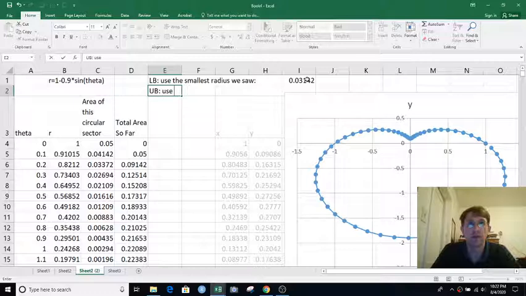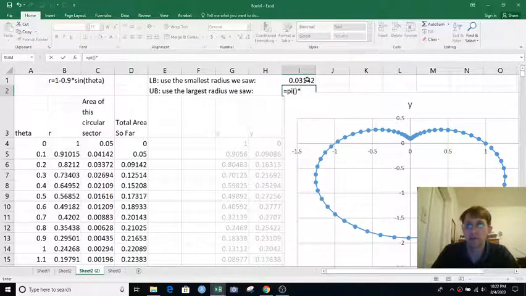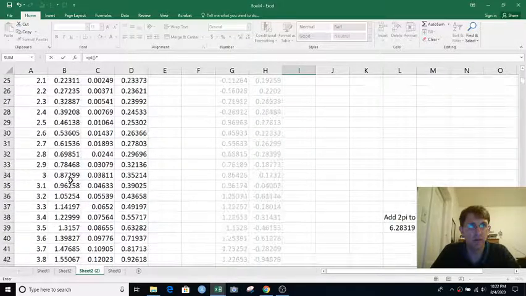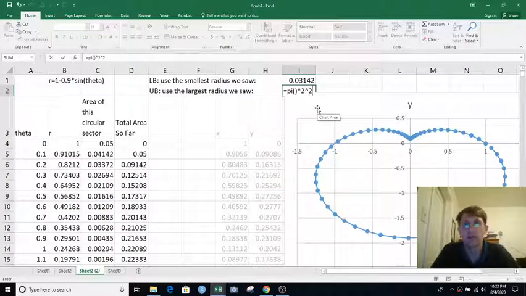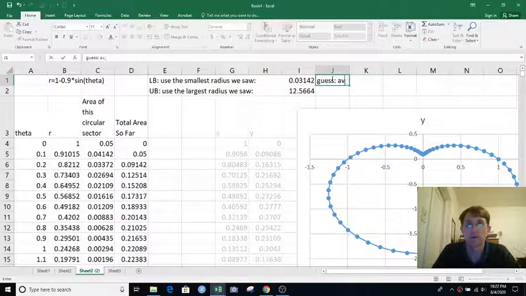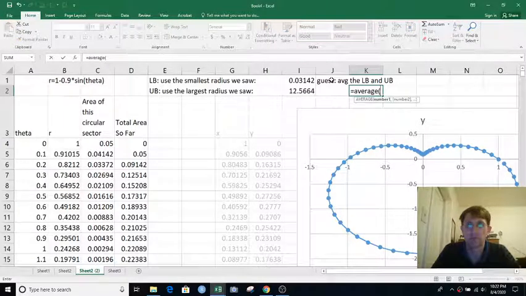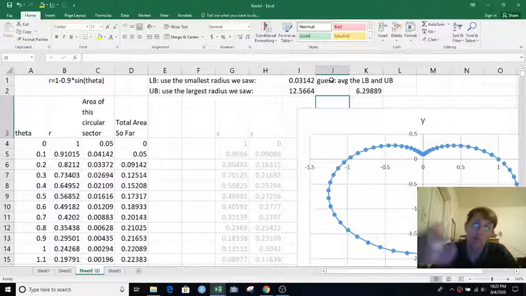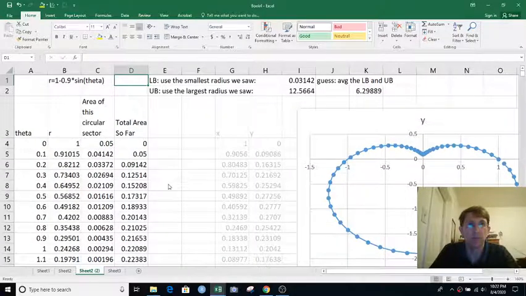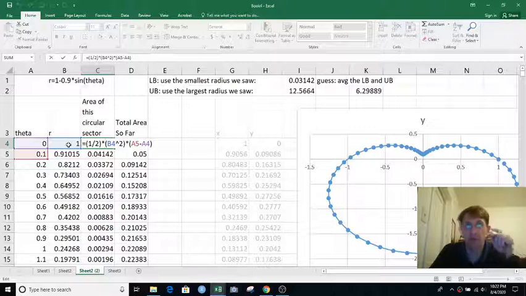And then as an upper bound, use the largest radius we saw. So pi times, what's the largest radius we see here? It might be that 2, but let's go see these radii. Yeah, it never quite gets up to 2. Let's just use 2. So somewhere between those, and then our guess would be maybe half those. Okay, well, it's plausibly like the total area so far that we got. So we're reasonably happy.